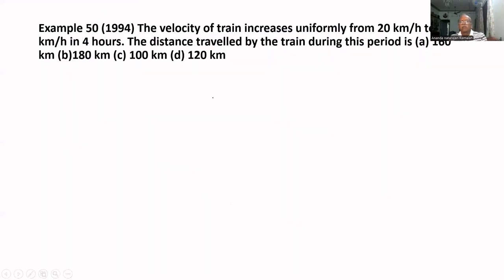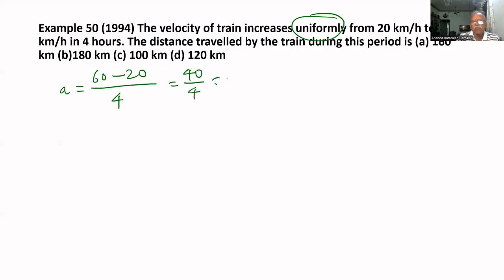The velocity of a train increases uniformly from 20 km per hour to 60 km per hour in 4 hours. The velocity increases uniformly, therefore acceleration is constant. a equals, final velocity 60, initial velocity 20, divided by how long it takes, 4 hours. Therefore, 40 divided by 4 equals 10 kilometers per hour square. This is the acceleration.